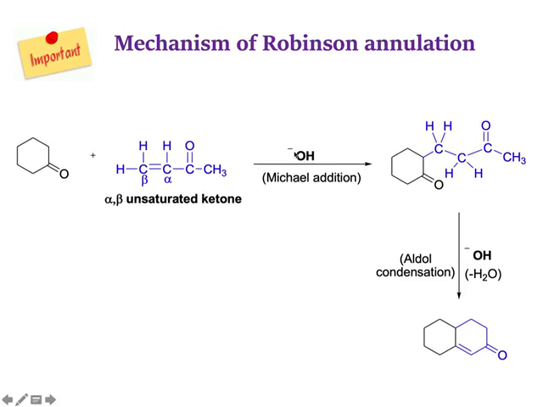Okay, whether you use a strong or weak base, the product depends on your base. If strong base, you get the 1,2 addition. If weak base, you get the 1,4 addition. Okay, that's why we call it Michael addition.